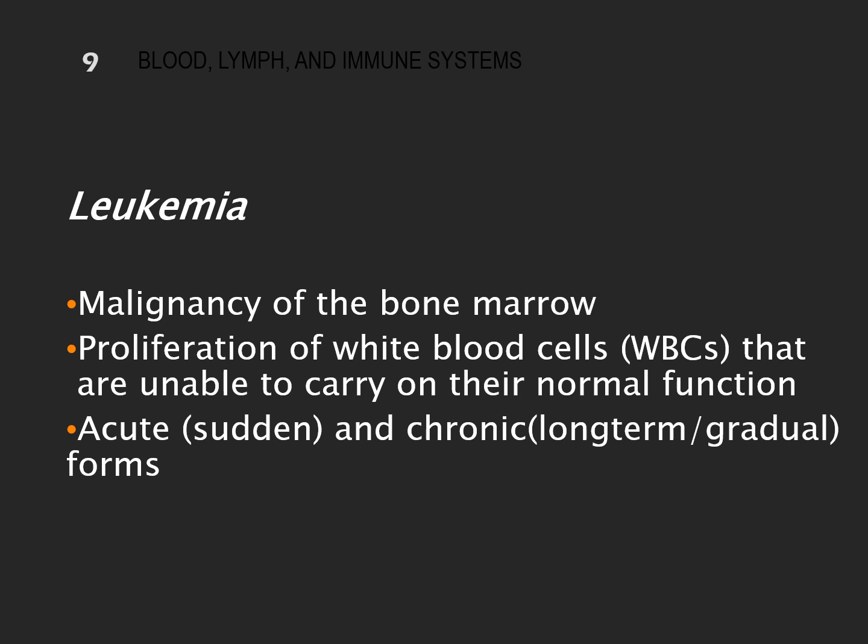So another blood disorder is leukemia. Literally, it means white blood, but it's not white blood. It's the malignancy of the bone marrow where you have proliferation of abnormal white blood cells. They're abnormal, they're not able to carry their normal function, and there are two general types of leukemia, the one that is sudden, also known as acute, and chronic, which is long-term or the gradual type of leukemia.